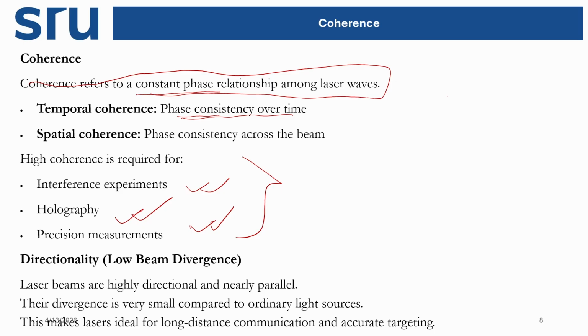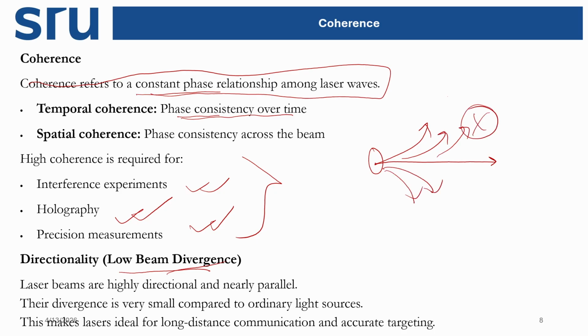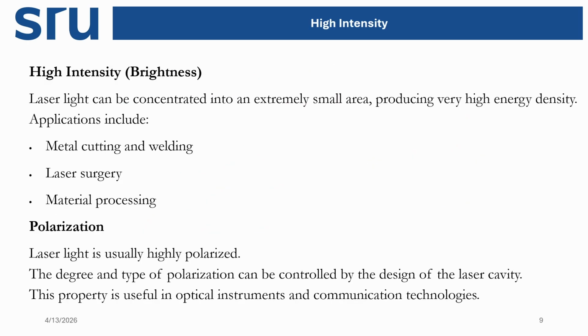Another property is directionality. Directionality means the light comes in a particular direction. It is not distributed over an area, and the light won't come randomly in different directions. That is called directionality. In normal light you will see it spread over the region, but in laser light only particular directions get the light. This is called the directionality of lasers.